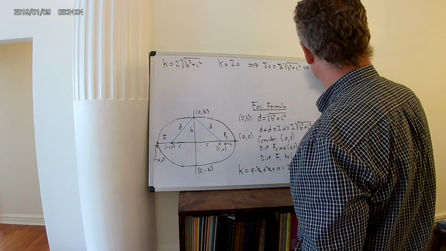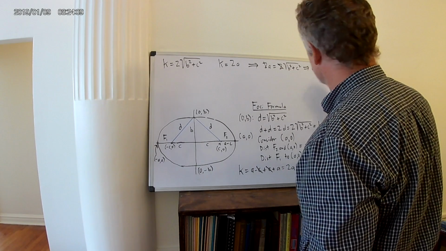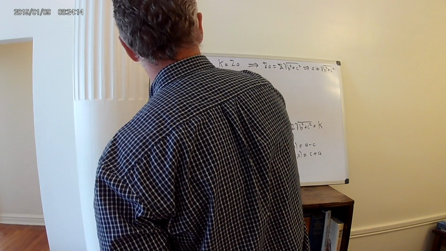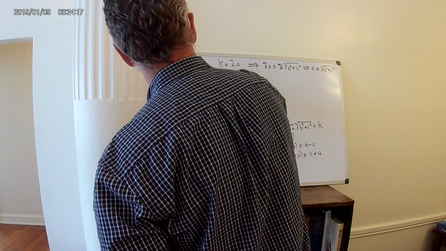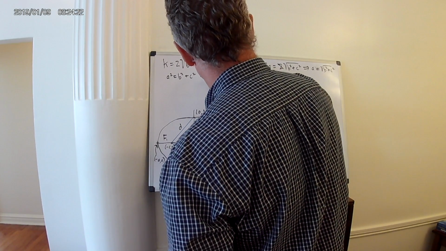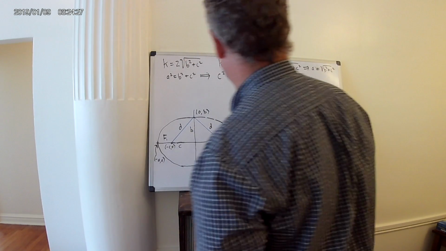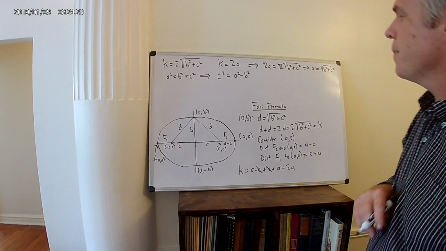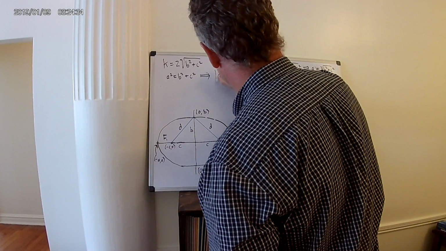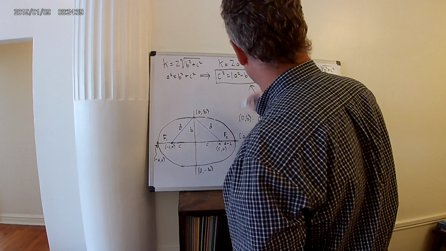And I get a equals the square root of b squared plus c squared. That's kind of a cool formula. If I square both sides, I get a squared equals b squared plus c squared. And now I'm going to solve for c squared. So I get c squared equals a squared minus b squared. And this is called the foci formula. I'm going to box it. This is the foci formula right here.